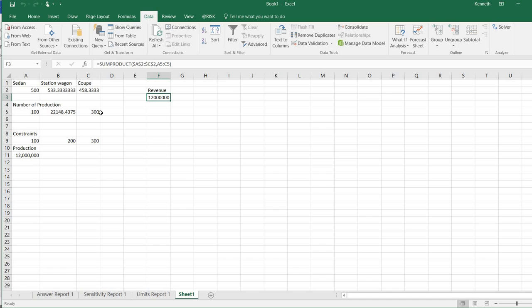Does that seem right to you? We'll come back and look at this. We're not looking at this because we're doing it in the quickest amount of time possible. So we already know that our station wagon is probably what we're going to produce the most of, right?